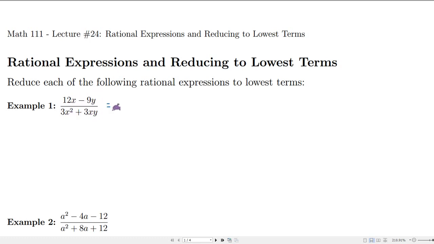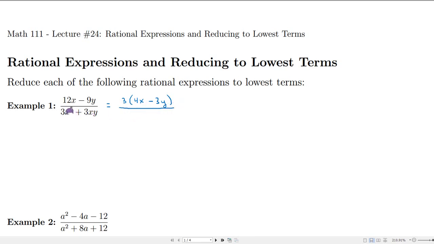Looking at the numerator, we have a common factor of what? Well, this term has 12x and then minus 9y. So we're not going to be able to factor out an x or a y, but we can factor out something in common with these coefficients, which looks like a 3. So we could factor out 3, and we'd be left with 4x minus 3y. Right? So factoring a 3 out of the 12 and the minus 9, we would get this.